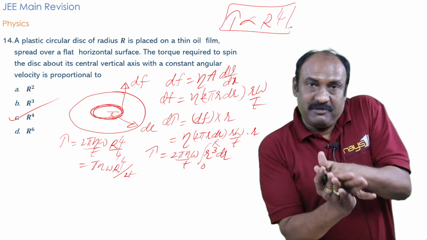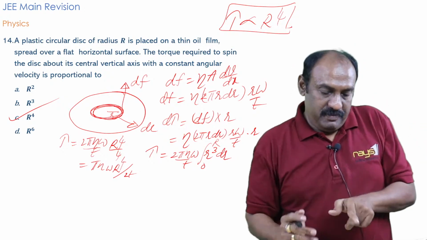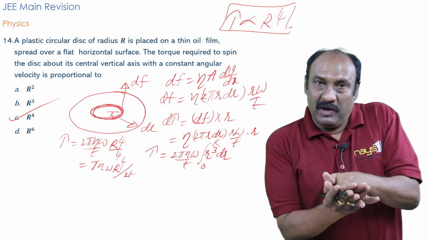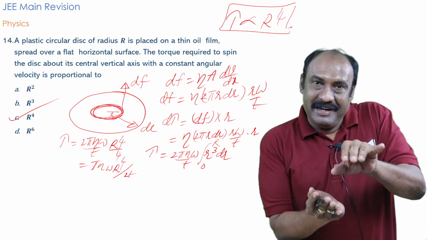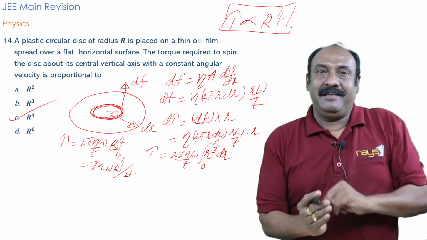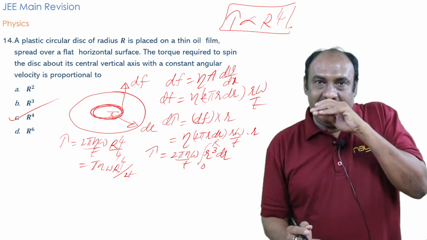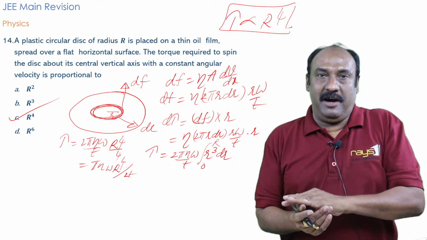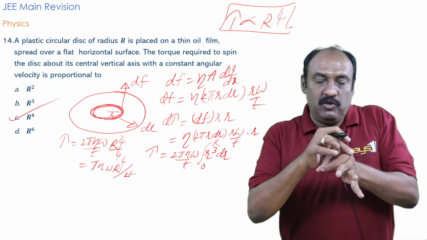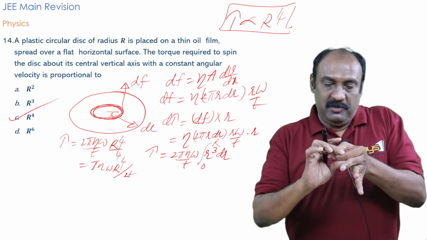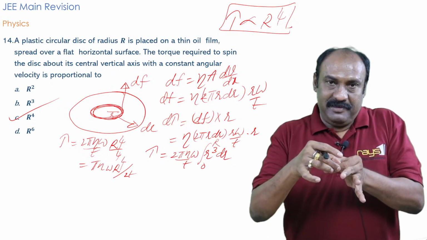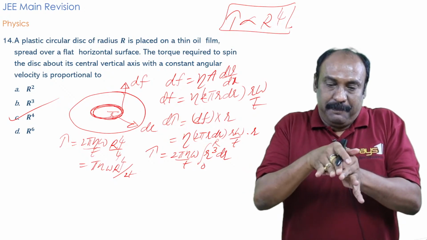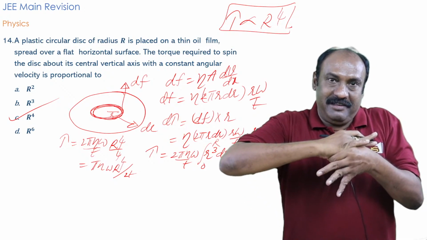So, while moving this plastic circular disc over the liquid film, the viscous force acts on the upper layer of one of the elementary strips of thickness dr, and the surface area in contact with this plastic circular disc is 2 pi r into dr. This length is 2 pi r, this thickness is dr. So, the surface area in contact with the upper surface of the plastic circular disc is 2 pi r into dr.